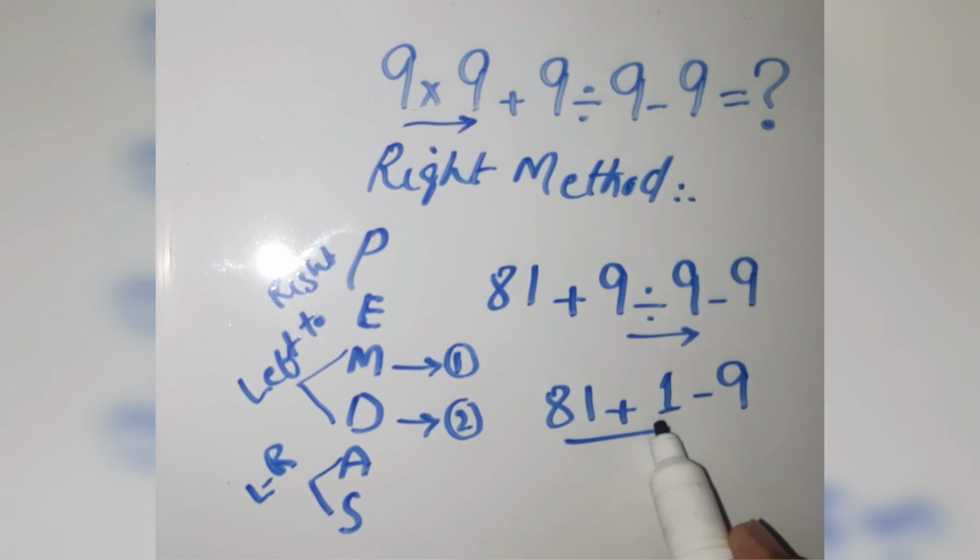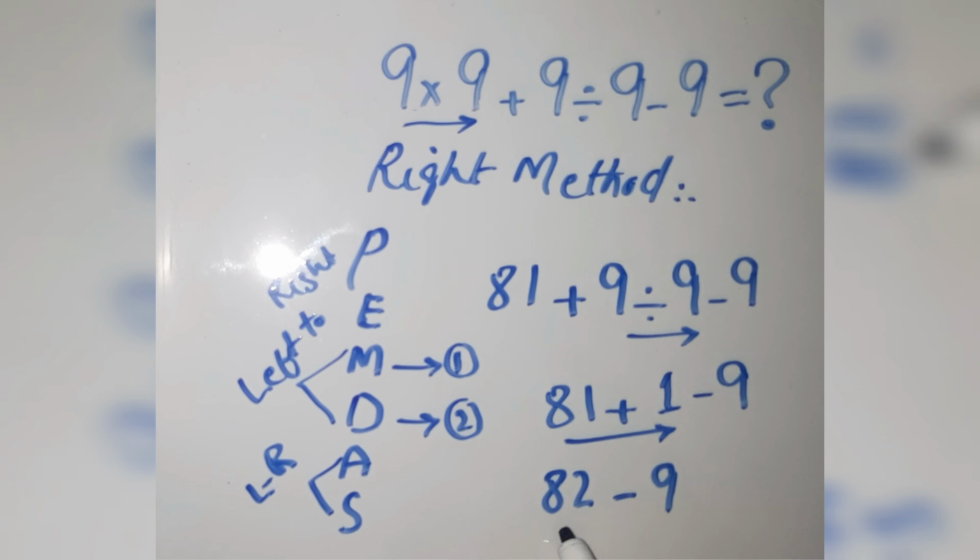So first we do addition. 81 plus 1 gives us 82, minus 9, and finally here 82 minus 9 gives us 73. This is the right answer.